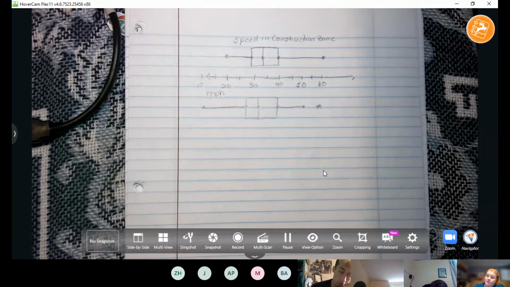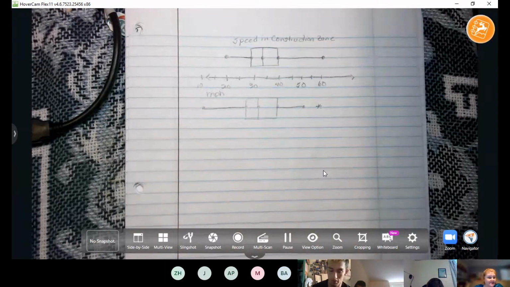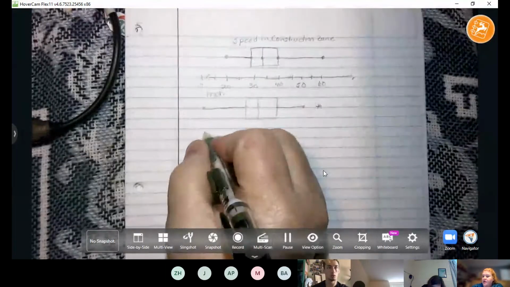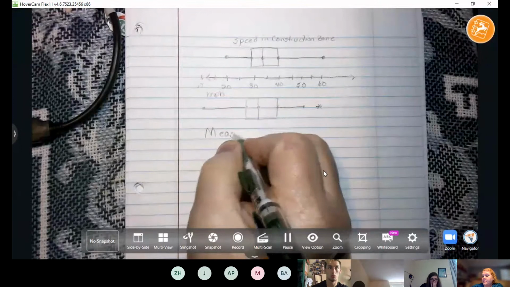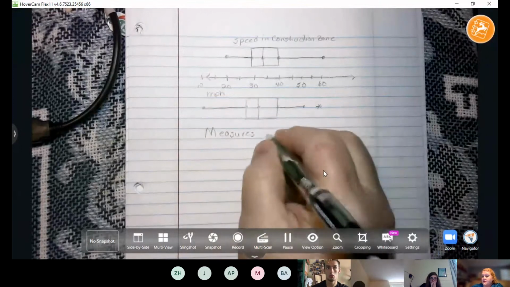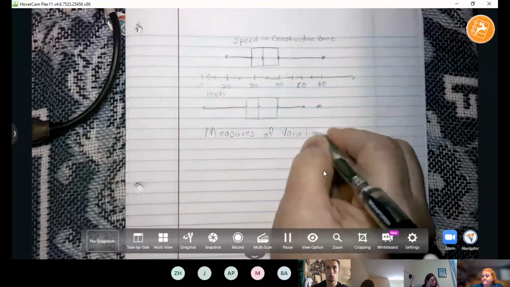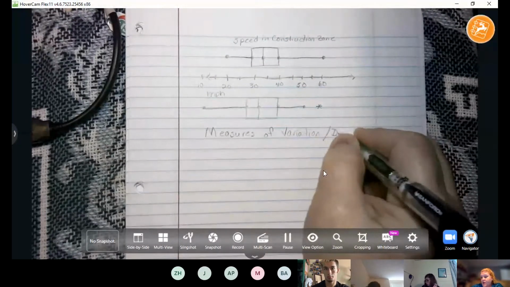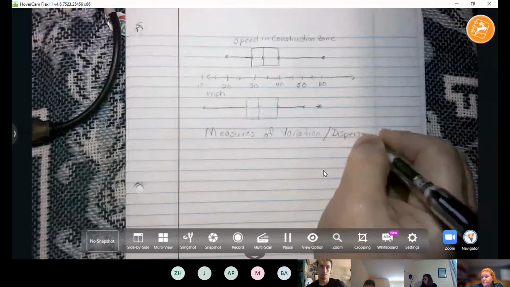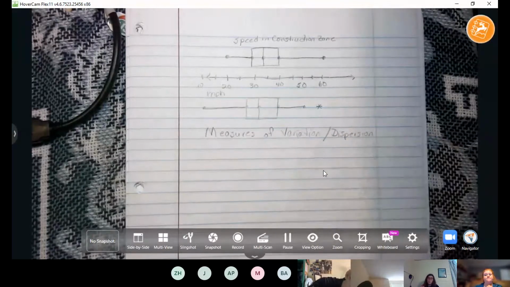All right, we're going into our new topic for today. We've looked at measures of center. We've looked at measures of position. And so our new topic for today is going to focus on measures of variation. Some people also call this measures of dispersion. How do things change? We want to look at how the data changes.